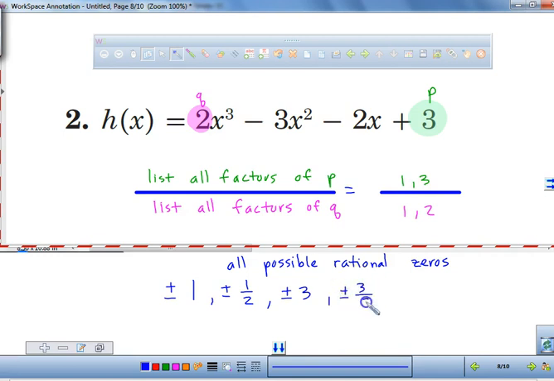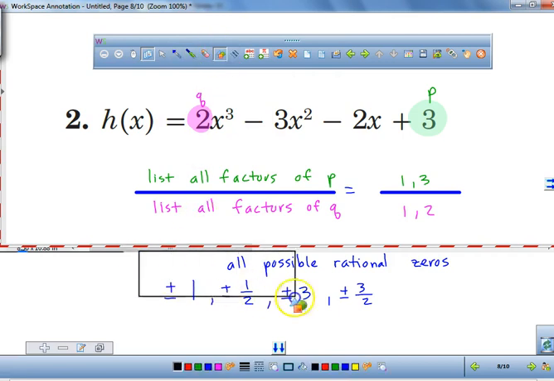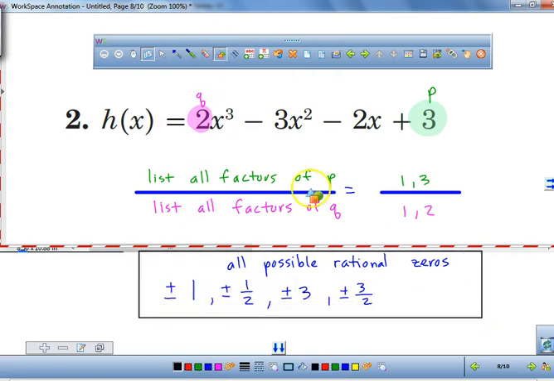Now I'm not listing them in order. I'm just doing a sequence of events. So let's go over the sequence. What I did was I looked at the number 1, and I did 1 over 1 and 1 over 2. That's how I got the 1 and the half. Then I looked over here at the 3, and I did 3 over 1 and 3 over 2. That's how I got plus or minus 3 and plus or minus 3 over 2. Now these are all the possible answers. They're not the actual answers. So this is one of your answers for number 2. These are all the possible.